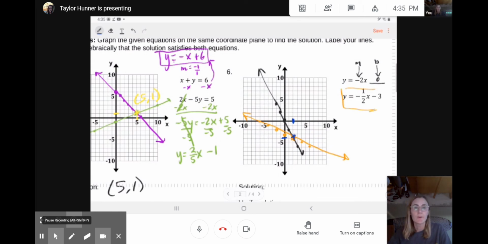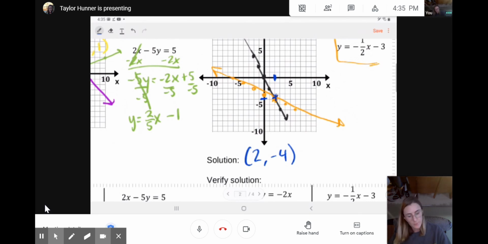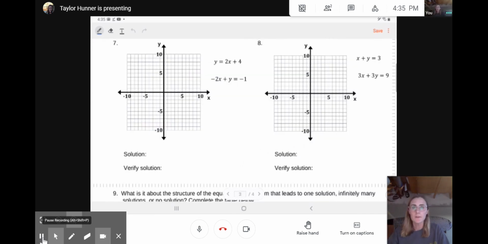And you should go ahead and write what your solution is if you haven't already. So our solution is (2, -4), because my x value is 2 and my y value is -4. Remember, we always write xy, not yx. Okay, moving on. Obviously, you would always verify your solution, but for the sake of this video, we're going to move on to number 7.